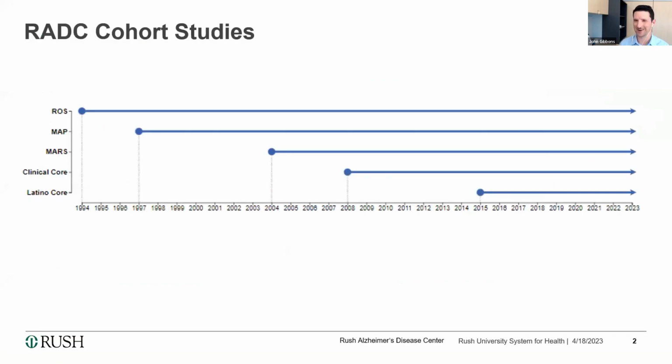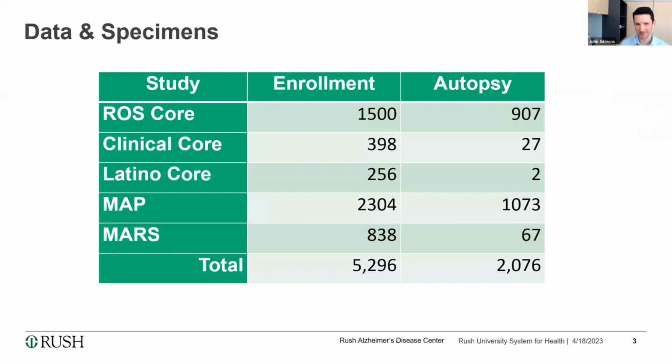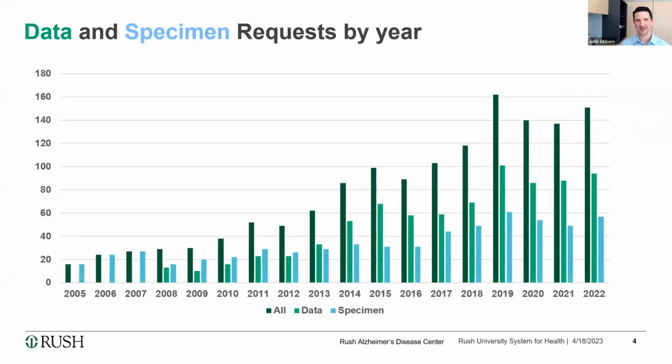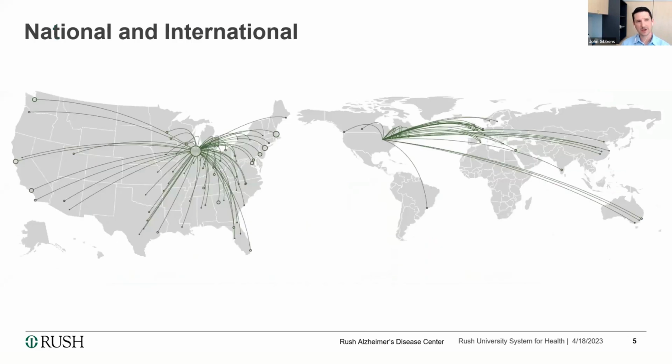So starting real quick, here's our cohort studies. The raw study, the clinical core, like I said, has about 5,300 participants and 2,000 autopsies, with a lot of requests: 50 or so specimen requests a year and about 90 data requests. It's been growing over time. We share things across the United States and the world.